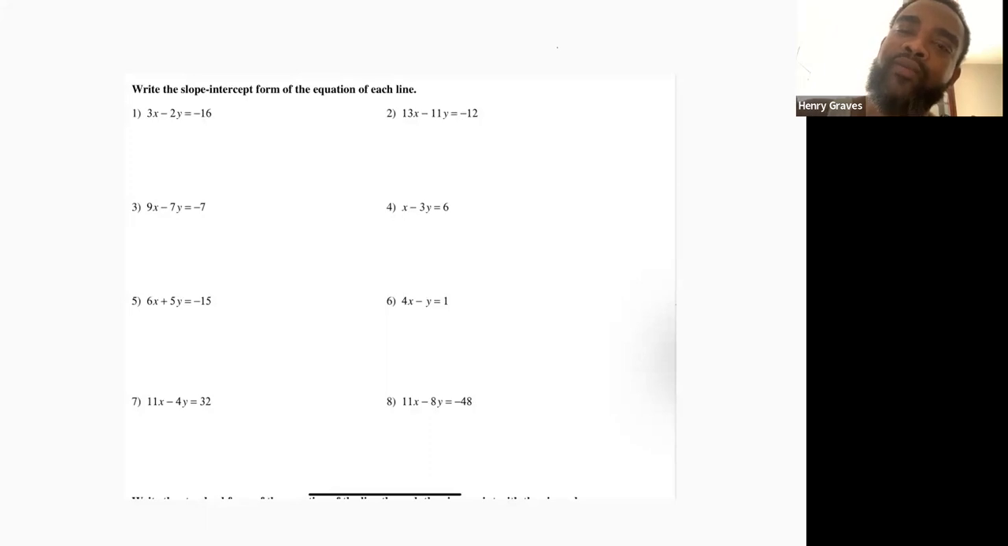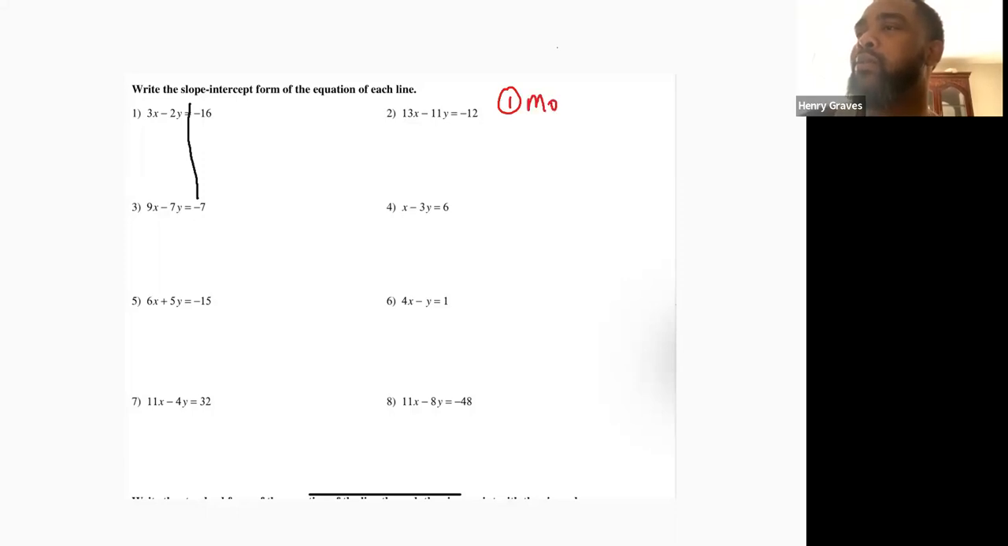Okay, so the first thing I need to do: when they give me this, I'm going to draw my line. And my first step, I'm going to do in red, right over here on the side, step one. I'm going to move the x coefficient by doing the inverse.